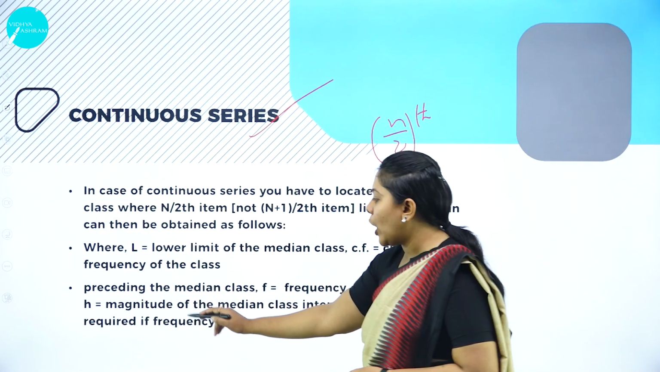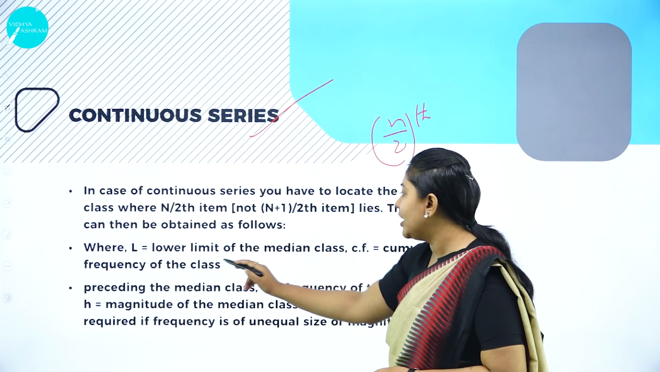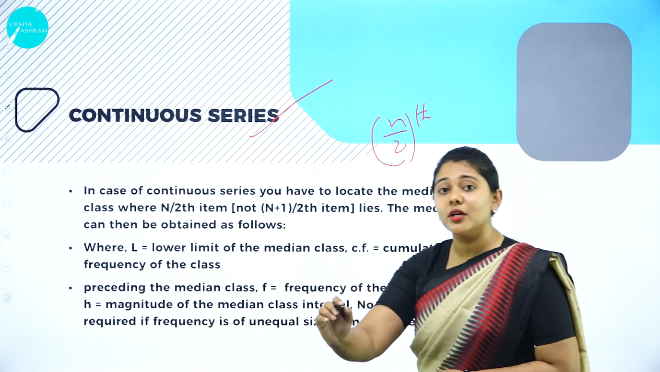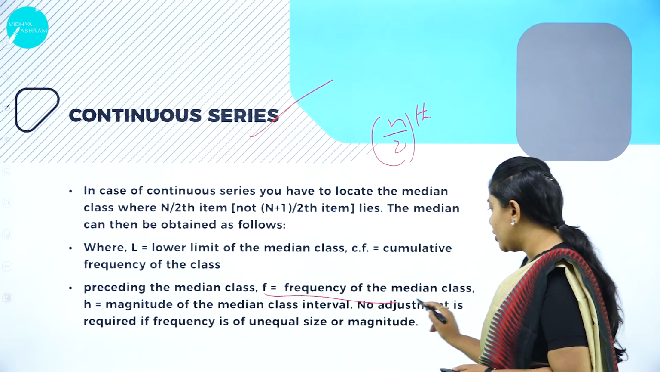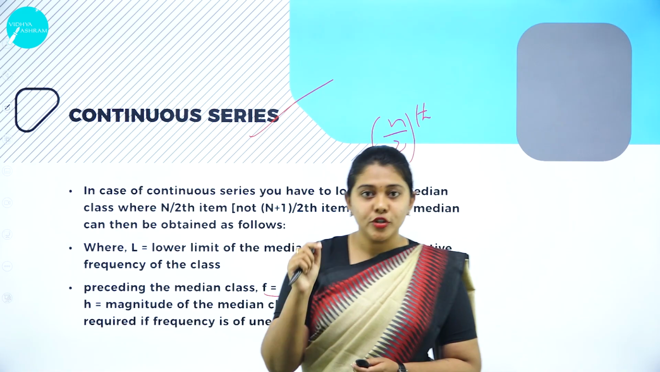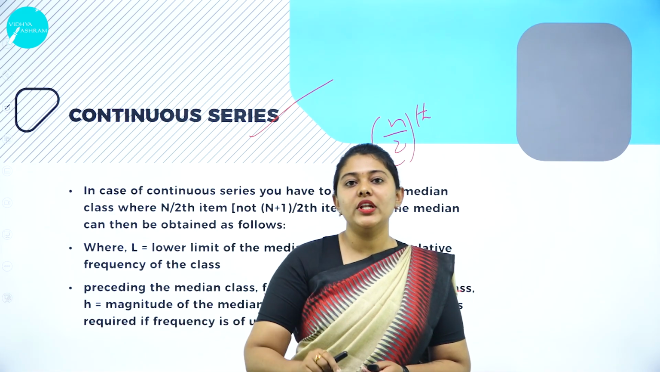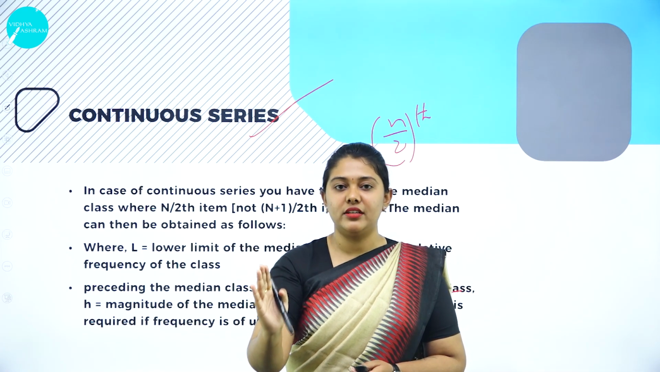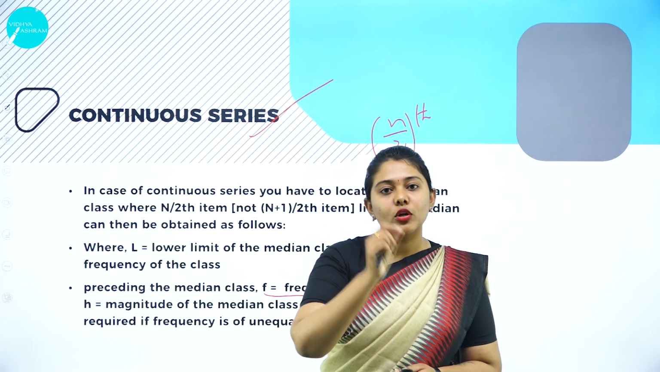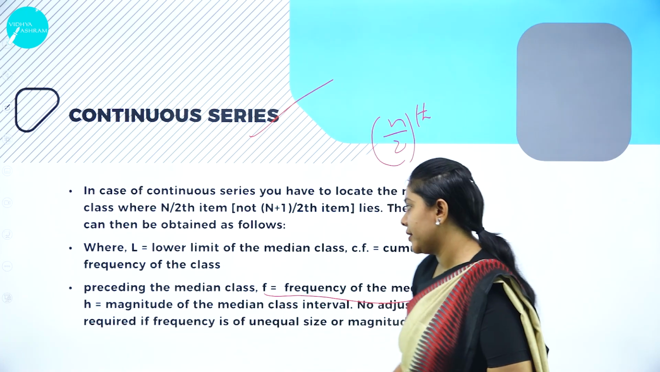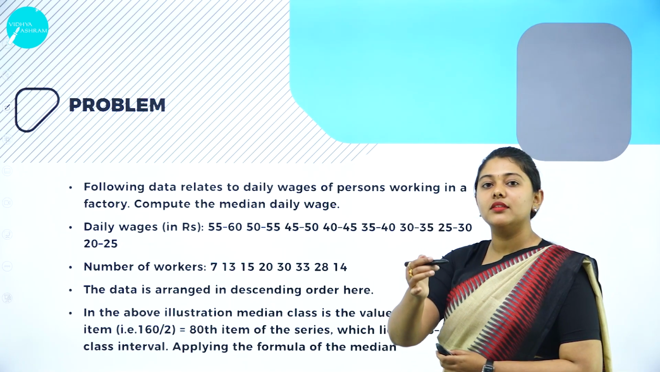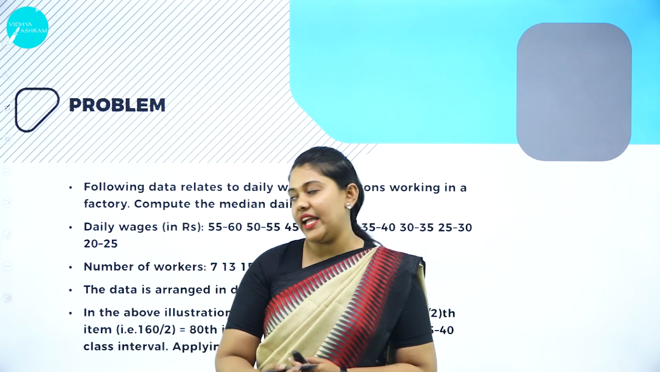Moving forward, how do we get all these values? Lower limit of the median class, cumulative frequency, you will get it. Frequency preceding to the median class, you will get. So in your cumulative frequency, first you have to locate the median class. In that cumulative frequency, the one preceding to that number will be the F, and preceding to that will be your lower limit as well as upper limit. Moving forward, let's look at the problem and the solution.